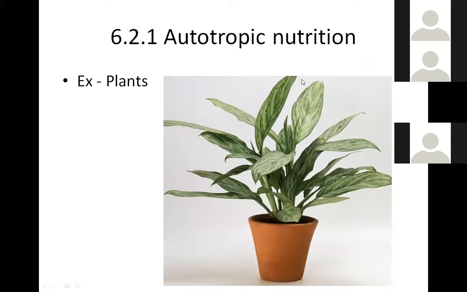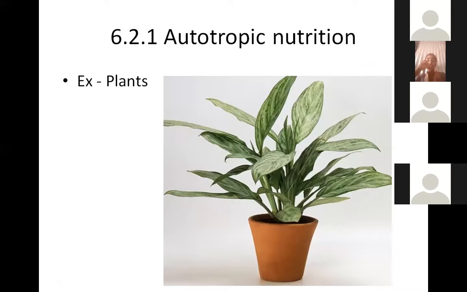Have you seen plants around you, everyone? Everyone is aware of the plants around themselves? Yes, ma'am. So everyone has seen plants and trees? Yes, ma'am. Basically, what is the difference between a plant and a tree? Anyone? Plants are small, trees are big. Yes, correct.